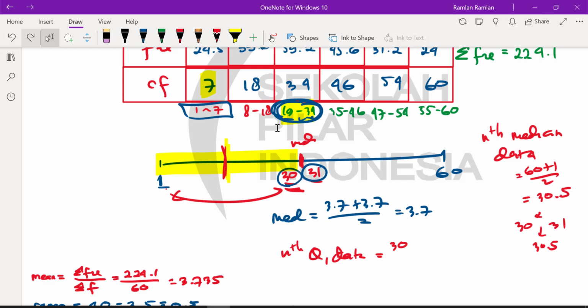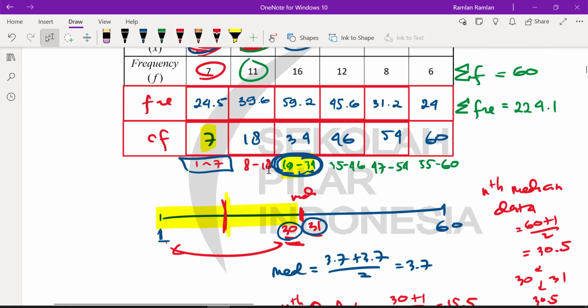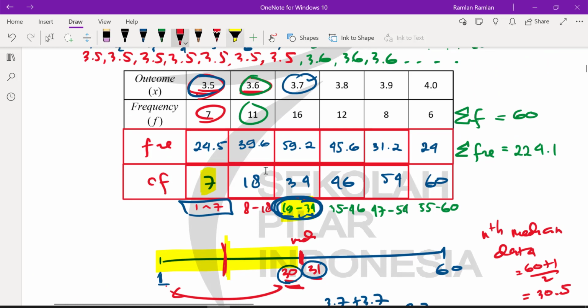Okay, so here we go. That'll be 30 plus 1 divided by 2. That'll be equal to 15.5, meaning that it will be between data number 15 and data number 16. And we can do the same exact method like we did before to find where data number 15 and data number 16 are. Both of them coincidentally are over here, right? So this is 8 until 18, meaning data number 8 until data number 18 is 3.6.